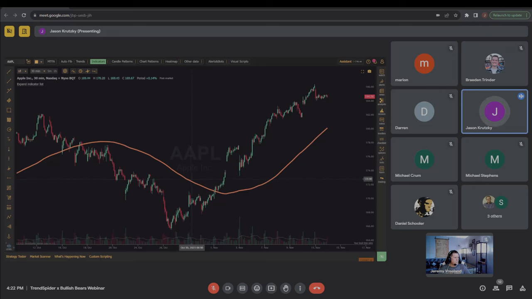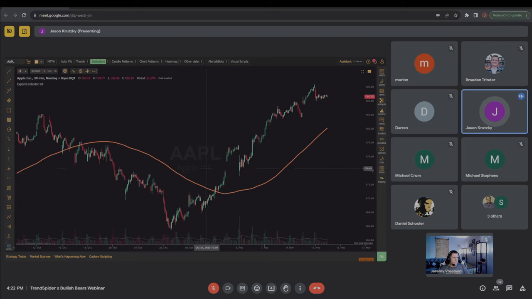So what we've built here, and what we continue to iterate on, is a tool that lets you do all of this in one place. So let's go through the basics of the tool, and I'm going to start on the idea of on-chart analysis.